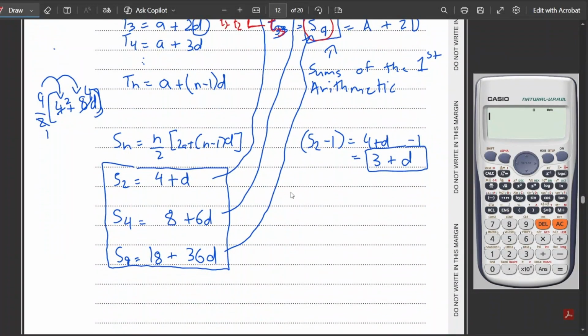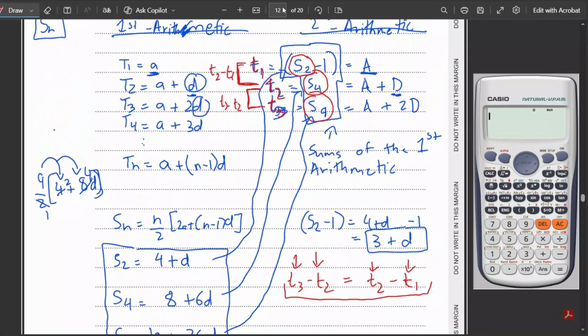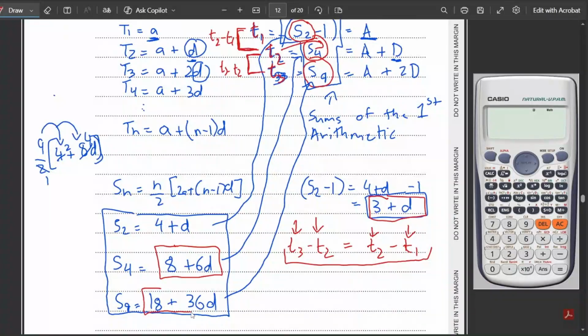If you do t3 minus t2, and you say that this should be equal to t2 minus t1, you basically have t3, t2, t2, and t1, and you have all of these terms in terms of d. How do I know that? Well, I know that t1 is equal to S2 minus 1. What is S2 minus 1? I just found that out. It's 3 plus d. And then what's t2? I've also found that out. t2 is equal to S4, and S4 is this thing, 8 plus 6d. And t3 is equal to S9. I know what S9 is. It's equal to this thing.